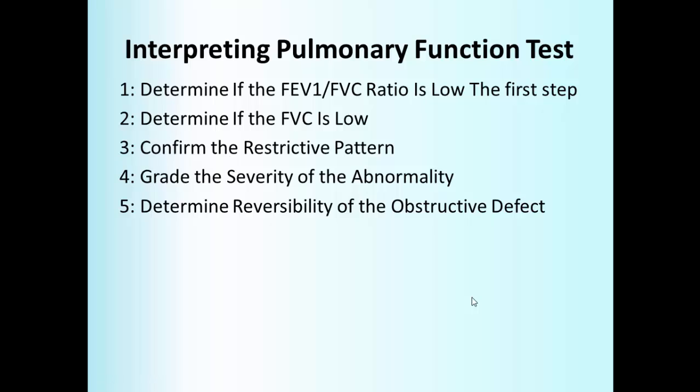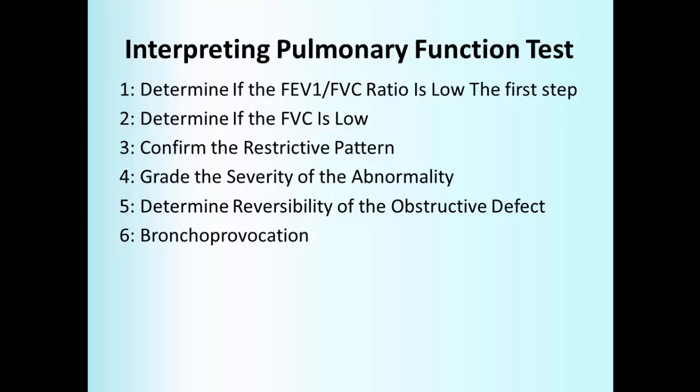Step 5 is determining reversibility of the obstructive defect. If the patient has an obstructive defect, the physician should determine if it is reversible based on the increase of the FEV1 or the FVC after a bronchodilator treatment. If the PFTs show a mixed pattern, and if FVC corrects to 80% or more after bronchodilator use, it's likely that the patient has pure obstructive lung disease with air trapping.